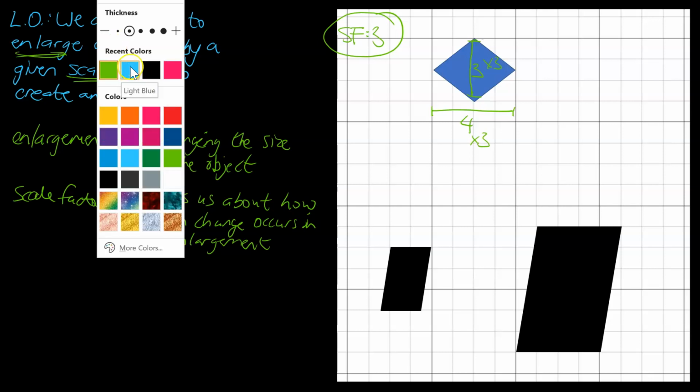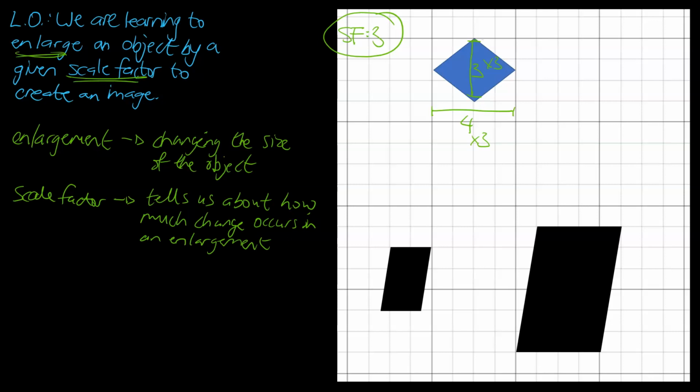So let's change pen colors. Let's get into the light blue because we're doing a light blue shape. So here we're not so fussed on where the new kite or diamond sits. We just want to see how big it looks. So the first step is, it is going to be 12 wide now. So let's have a look. 12 wide is quite wide. And it's also going to be 9 high.